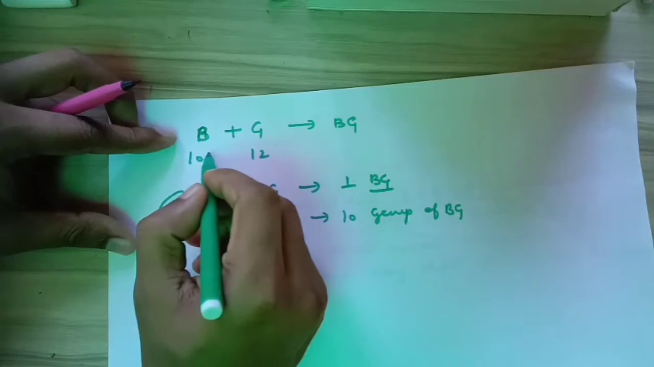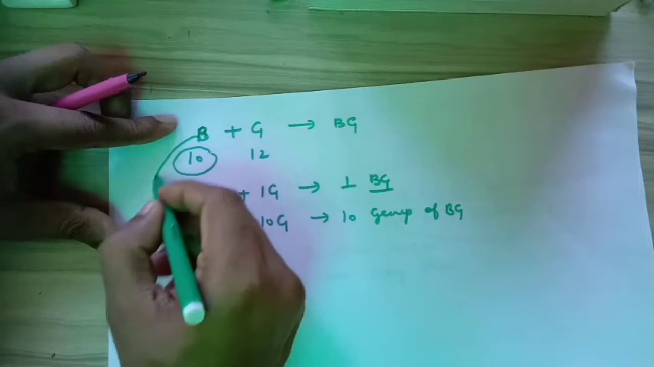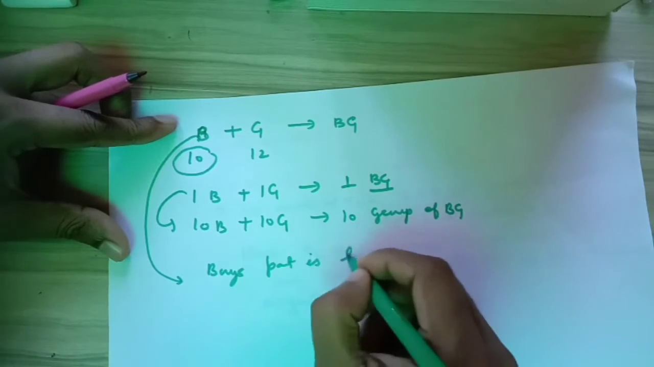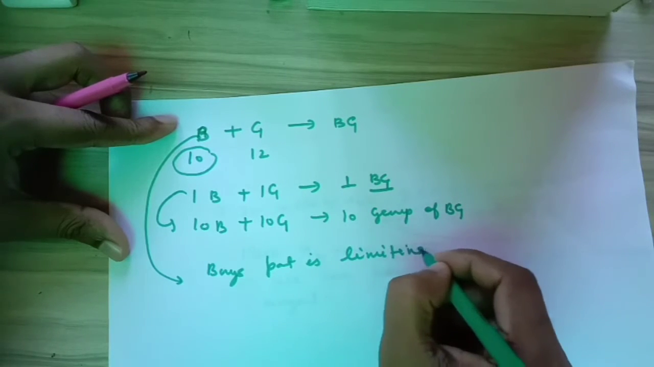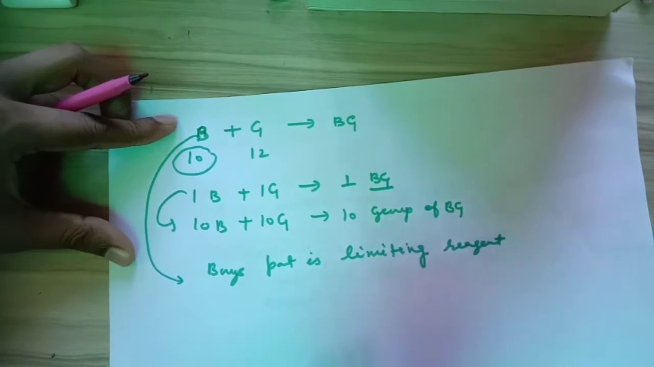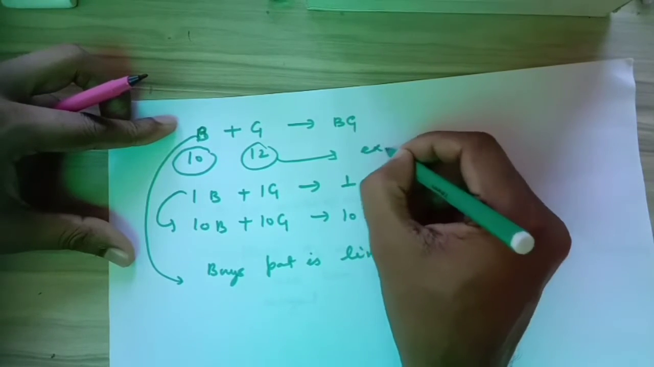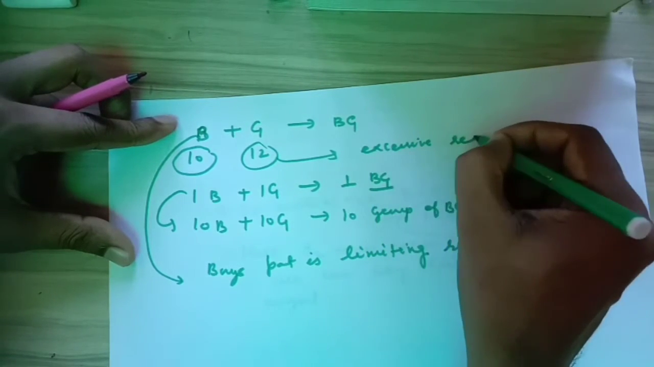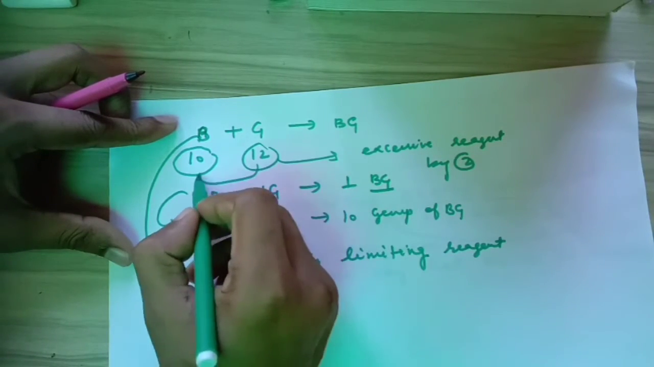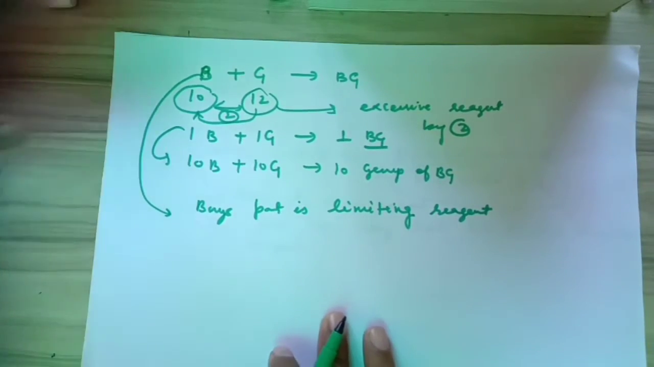So here 10 is utilized first, so it is completely utilized, hence here the boy part is the limiting reagent. So in the given equation, the part which is consumed first is the limiting reagent, and number 12, that is the girls part, will be the excess reagent, and that is by 2. 12 is here, 10 is utilized, so the difference will be of 2 only. So in this way we can decide the limiting reagent.